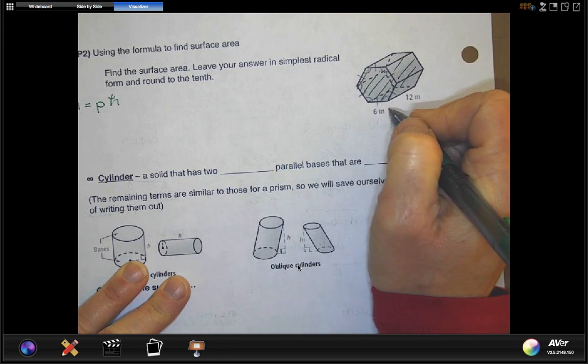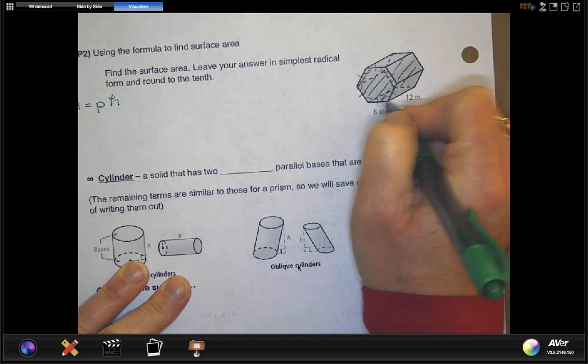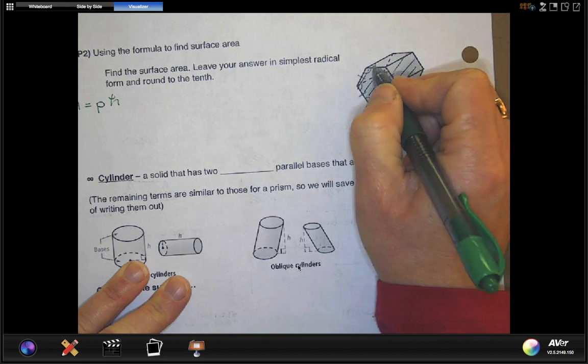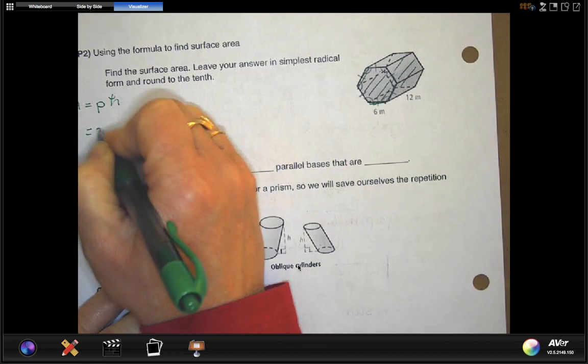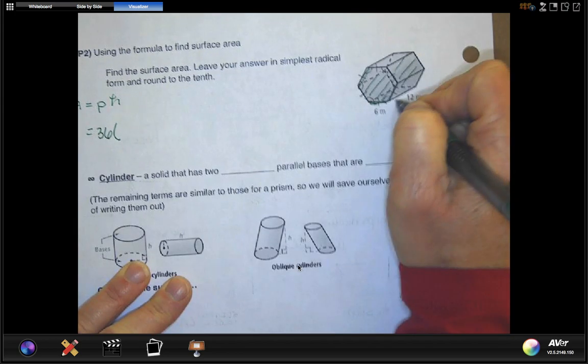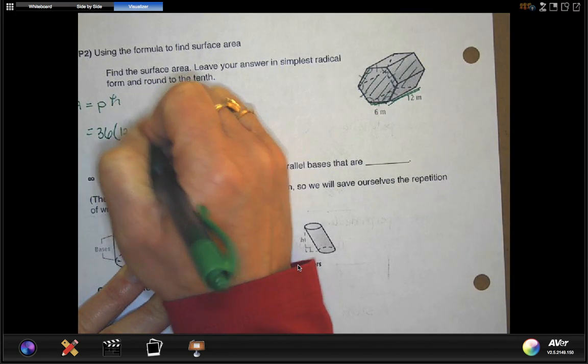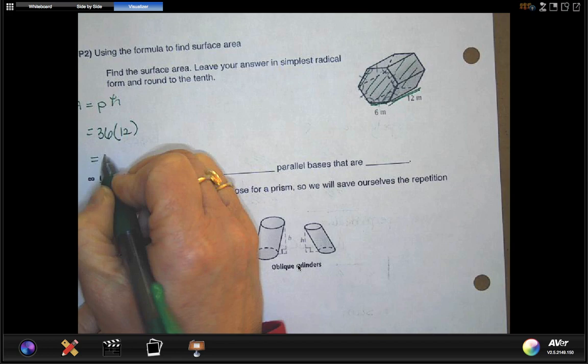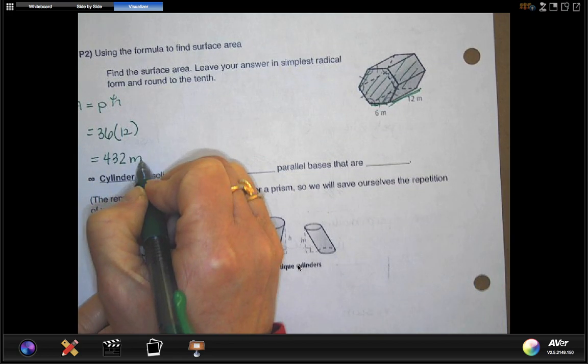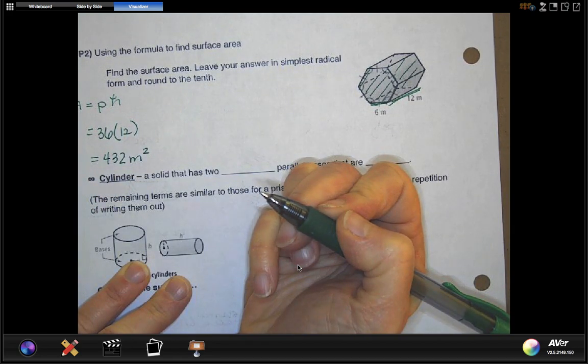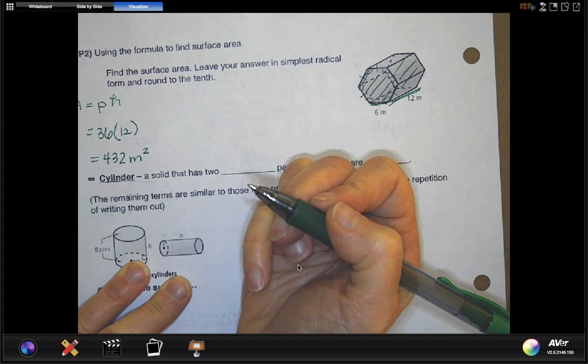And it looks like the side there is 6. So I have 6 plus 6 plus 6. So I have 6 of those 6s, so my perimeter is 36. The height is that distance right there, so it's 12. So my lateral area is 432 meters squared. So that's what's going to go into my lateral area formula.